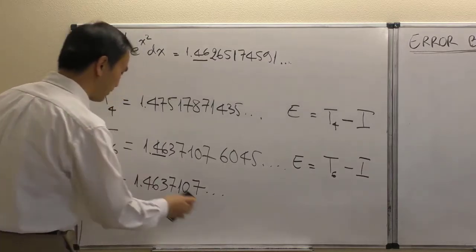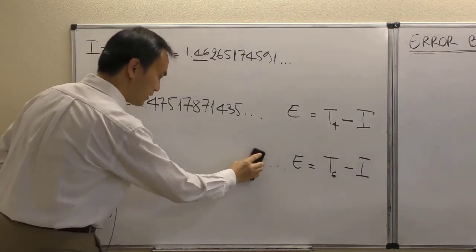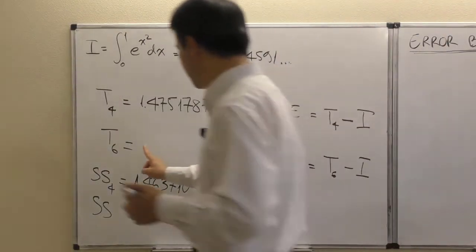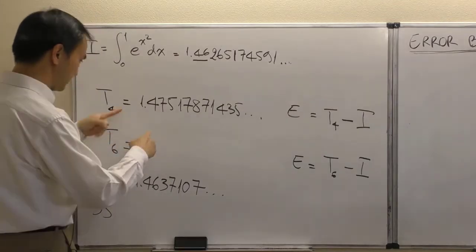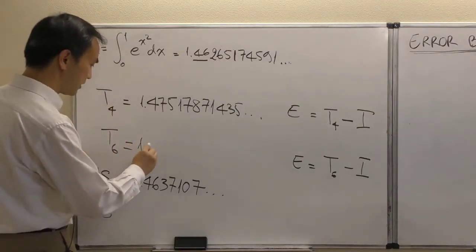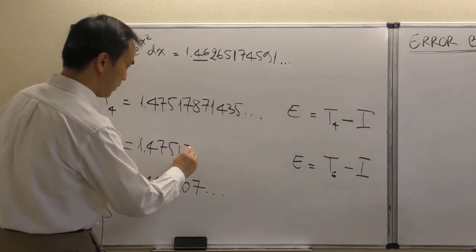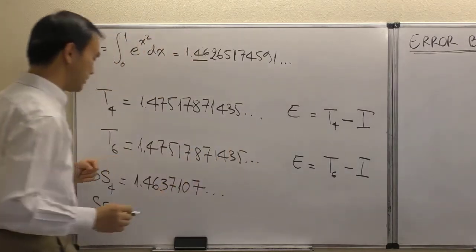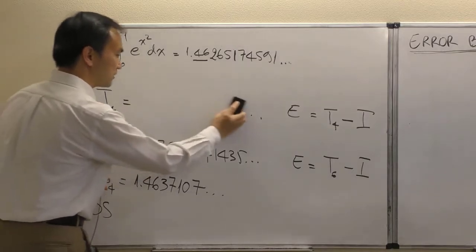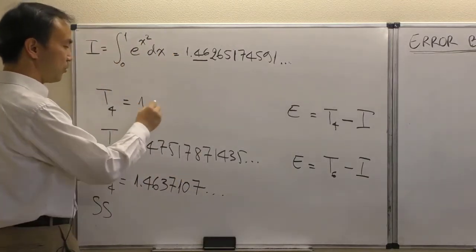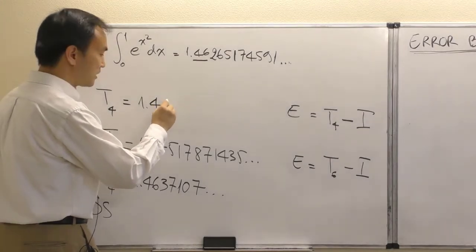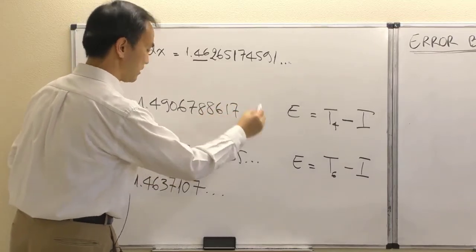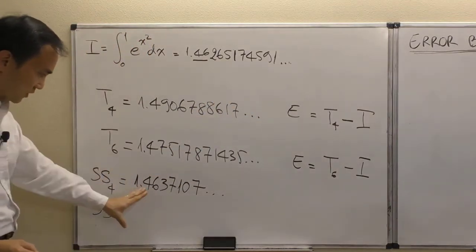I just now realized, though it shouldn't really matter, that I wrote down the wrong approximated value for this T6 right here. So let me correct that: 1.47517871435. That's the answer we've had for T6. And then T4 was 1.4906788617 and a lot longer. And then we came down to S4, which was this value right here.